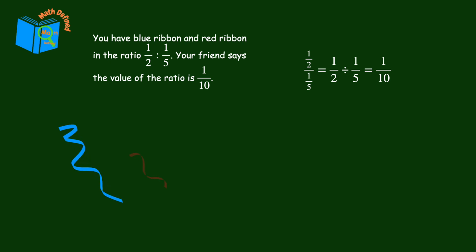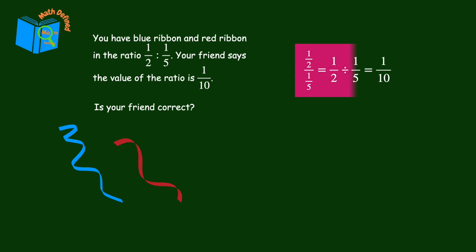You have blue ribbon and red ribbon in the ratio of 1/2 to 1/5. Your friend says the value of the ratio is 1/10. Is your friend correct? Let's break it down to find out. To find the value of any ratio, you divide the numerator by the denominator. The ratio of blue to red ribbon is 1/2 to 1/5. So to find the value of this ratio, we divide 1/2 by 1/5. It looks like your friend is correct so far.